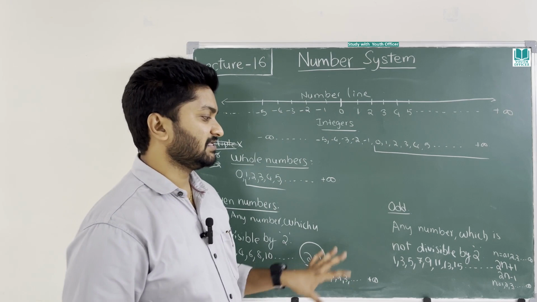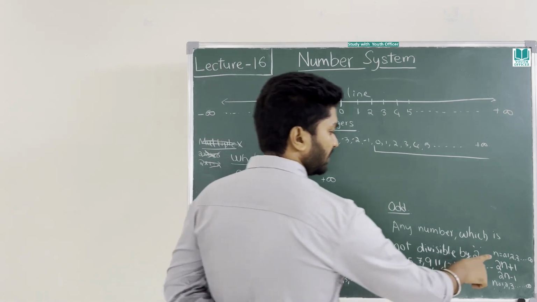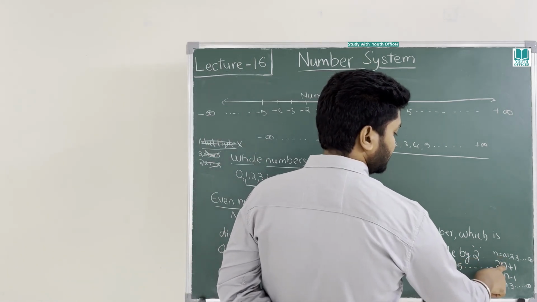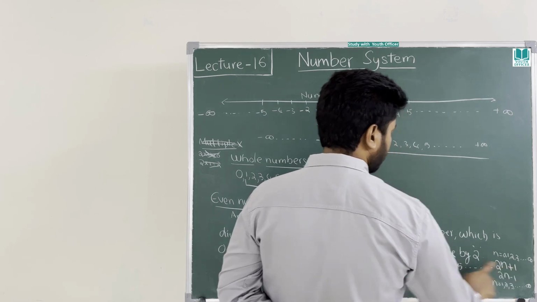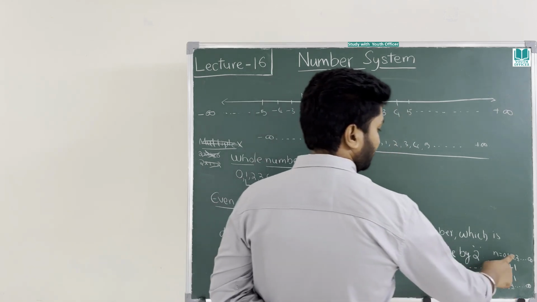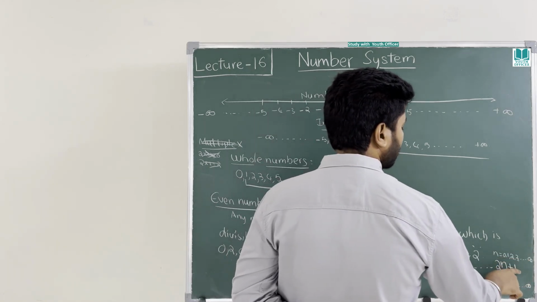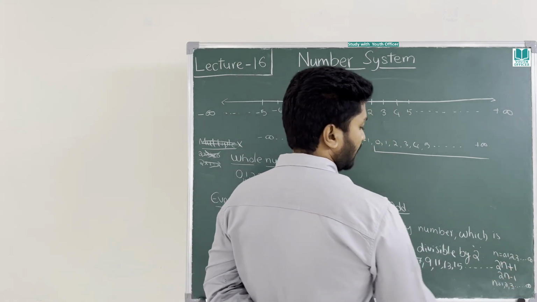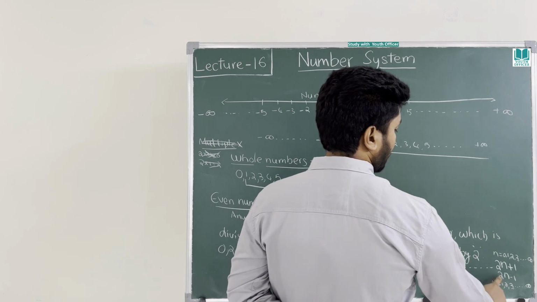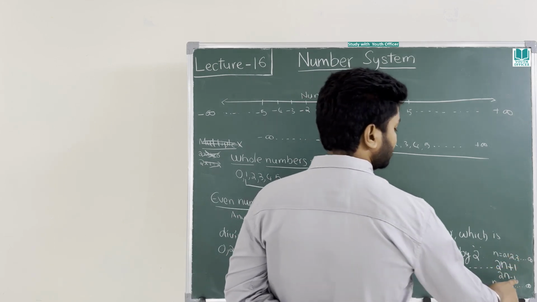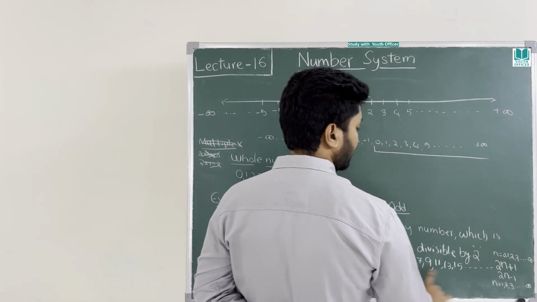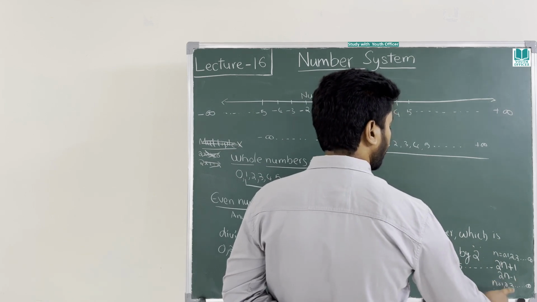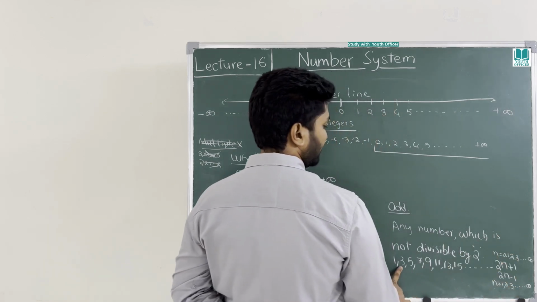Okay, make a proper note of this notation. I'll help you with this. If you put 0 here, 2 into 0 is 0, 0 plus 1 is 1, you get 1. If you put 1, 2 into 1 is 2, 2 plus 1 is 3, you get 3. If you take this notation, you have to put 1: 2 into 1 is 2, 2 minus 1 is 1, so you will get 1. If you put 2 here, 2 into 2 is 4, 4 minus 1 is 3, you get 3.